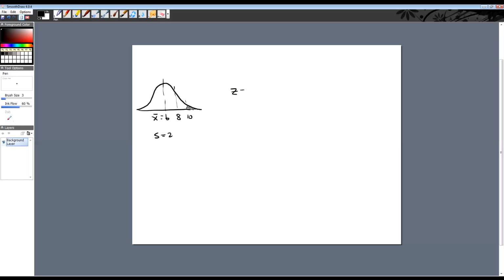So the z-score for this is x minus x bar divided by the standard deviation. So this is 10 minus 6 divided by a standard deviation of 2. So this is a z-score of 2.